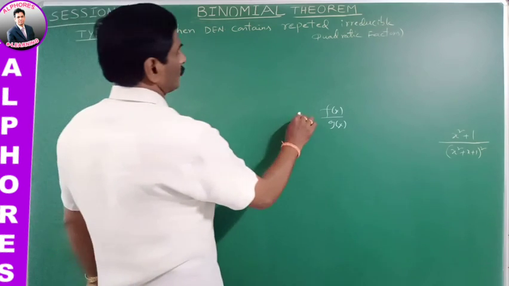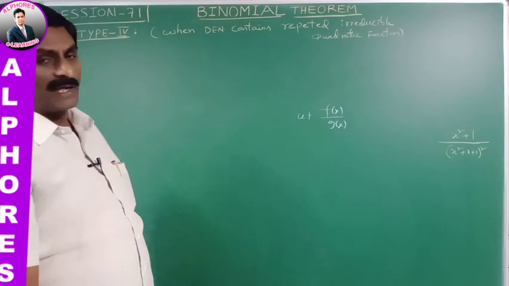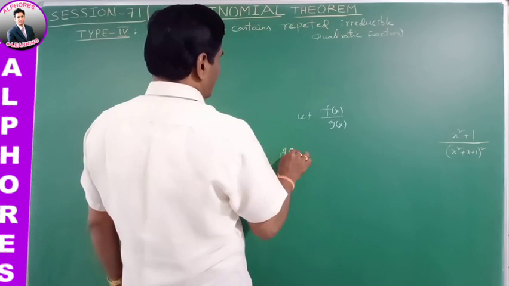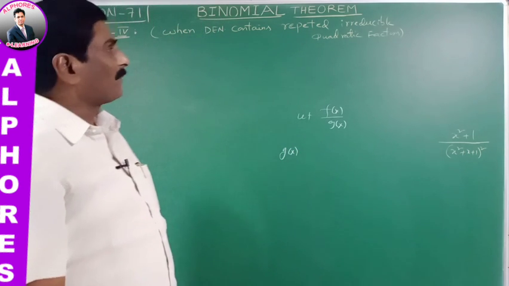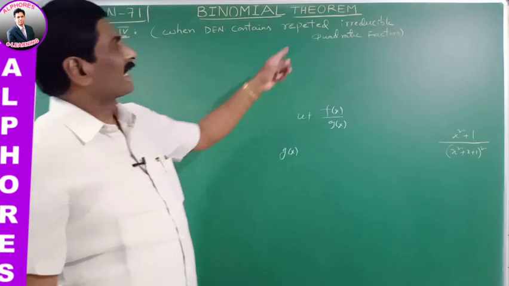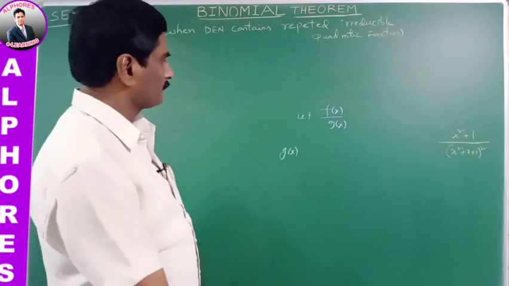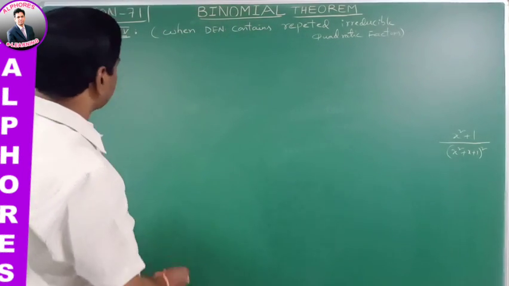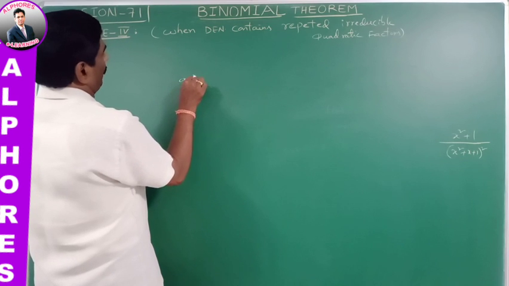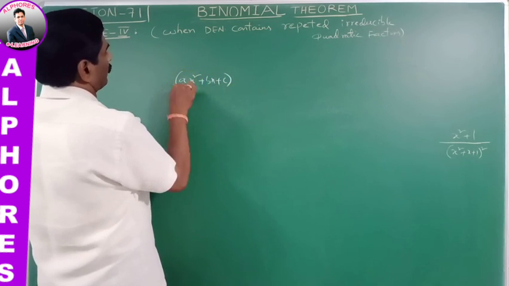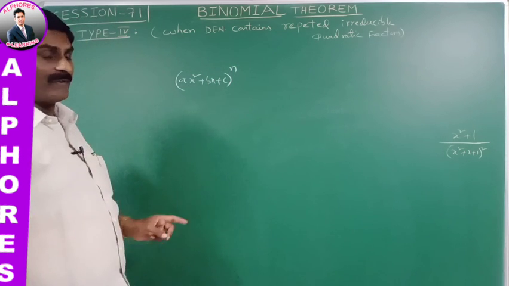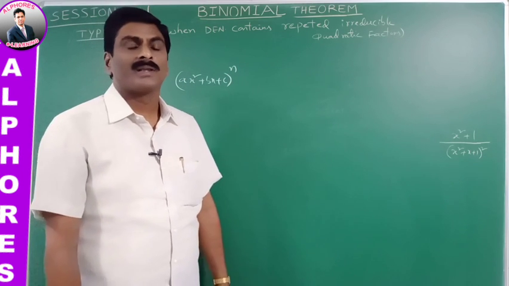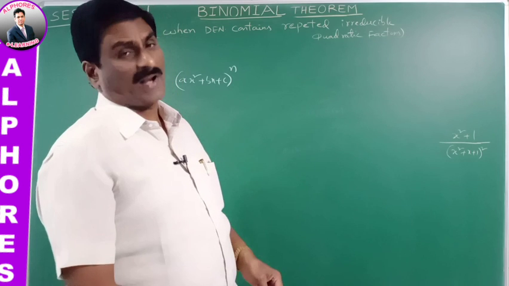Let f of x by g of x be a proper fraction and the denominator g of x contains repeated irreducible quadratic factors. Then for every repeated quadratic factor of (ax square plus bx plus c) whole power n, there will be n partial fractions.